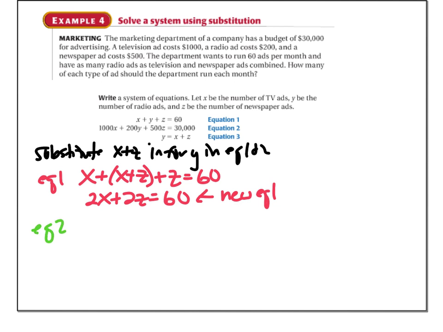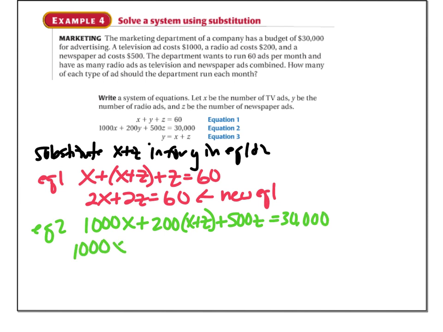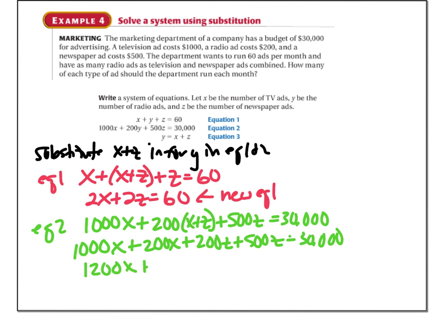Equation 2. I will substitute in y. This time I have 1000x plus 200 times y, which is x plus z, plus 500z equals 30,000. Then you would distribute, get your 200x plus 200z plus 500z equals 30,000. Combining like terms, you get 1,200x plus 700z equals 30,000. And that is your new equation 2.